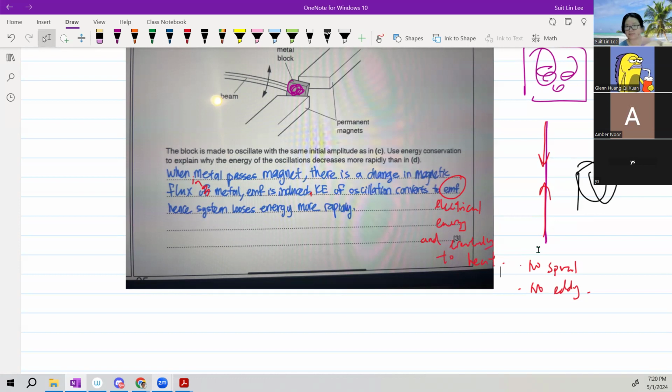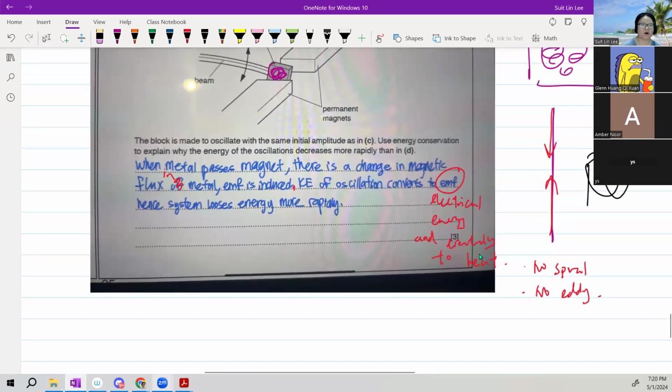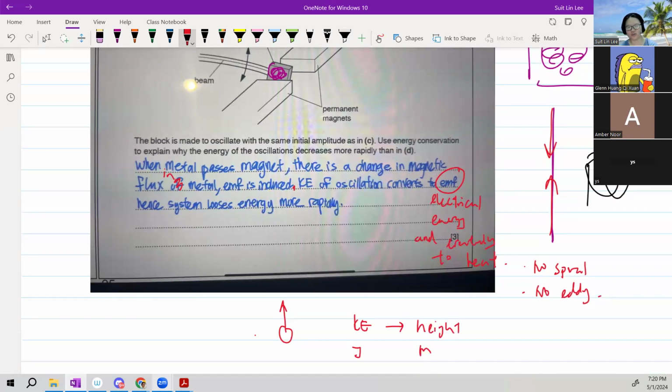Very weird, right? Kinetic energy converts to height as the ball is thrown up. Its kinetic energy converts to height. Cannot. KE converts to height. Height and KE are totally different units. How to convert? Kinetic energy and EMF are totally different units, cannot convert.